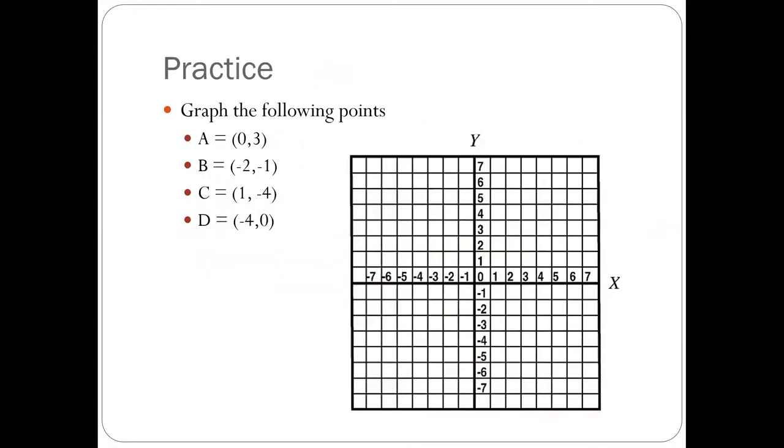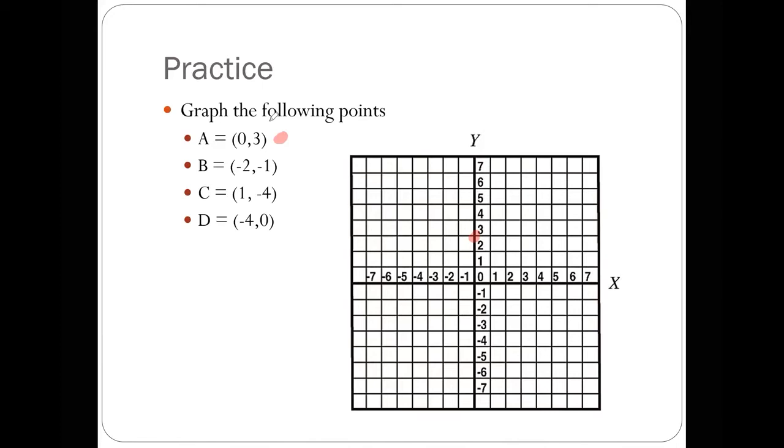So I'll try to use my tablet here to show you how to graph these points. So A is 0, 3. So I'm going to go to 0 on the x-axis. I'm not going to go left or right because it says 0. And then I'm going to go up to 3. So that's going to be my A at 0, 3. So that's going to be your A. I'll mark it so you know that the A is in red. Let's do B in blue.